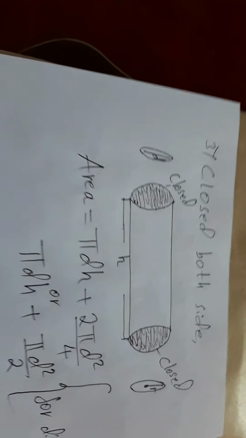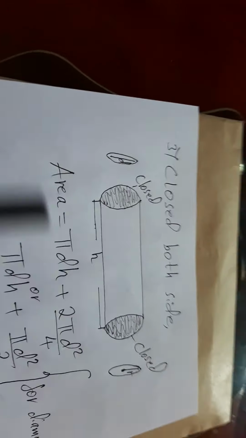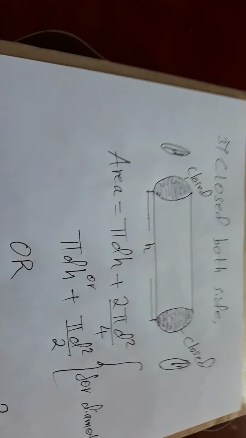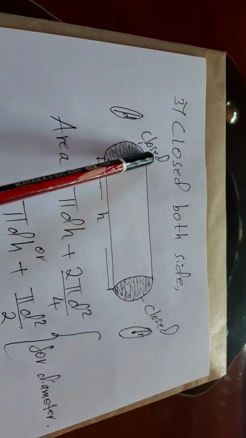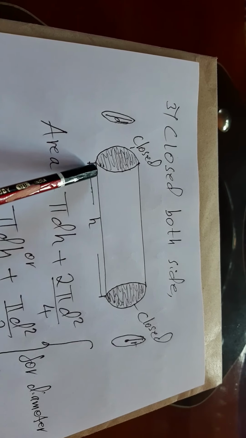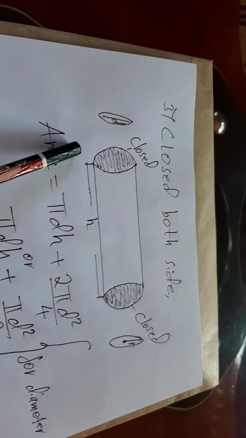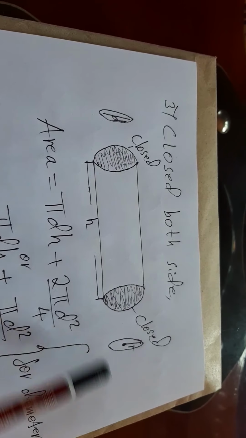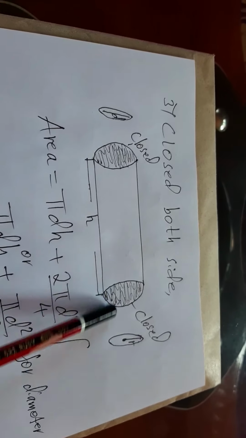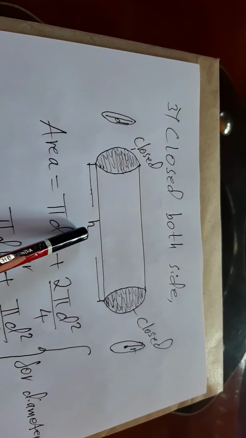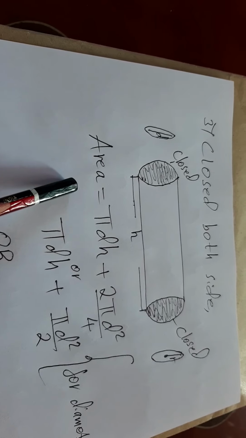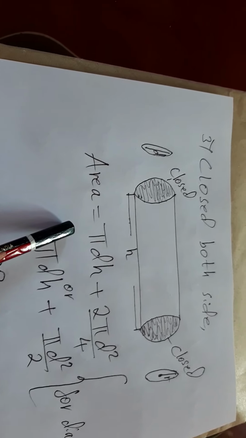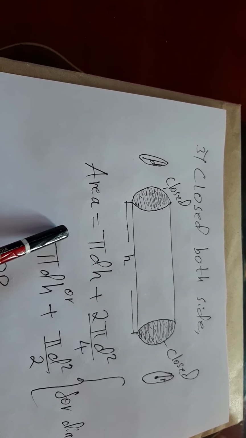Let us look at the third formula and the last one for today. This is the area of the cylinder which is closed on both sides. As you see here, this is the cylinder closed on both sides. The same applies: this is the diameter, this is the radius, and this is the height. What is the formula to find the area of the cylinder closed on both sides?